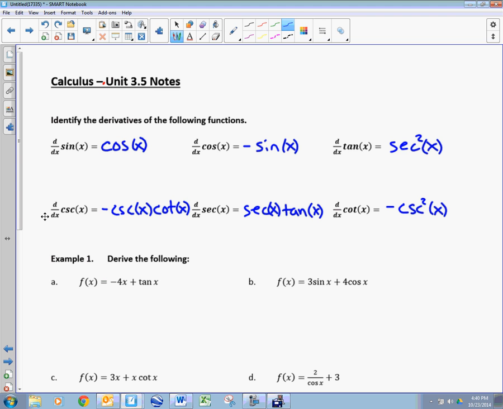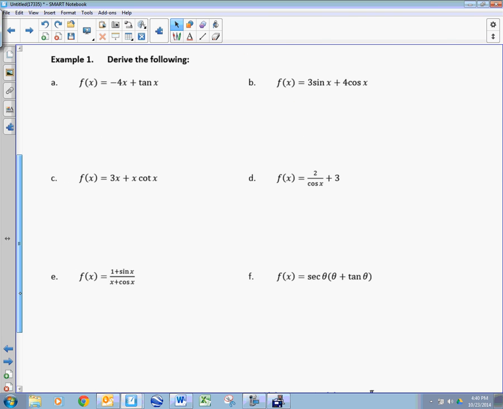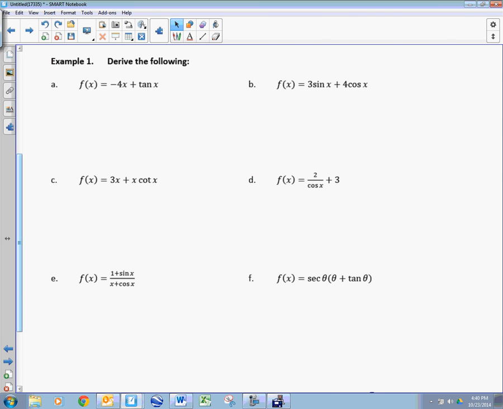You must memorize all of these. Just as you have memorized the product rule and the quotient rule, you'll be expected to do these for your test. So, let's do some simple derivatives.